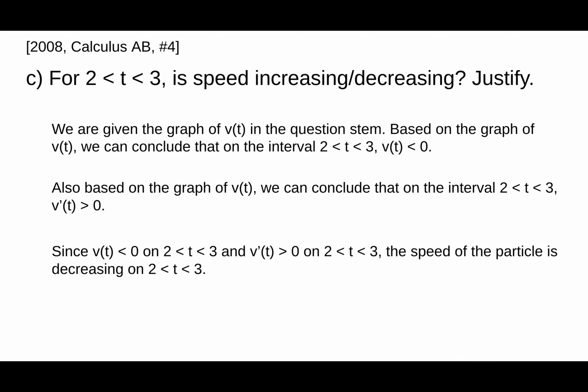All right, so since v of t is negative on the interval from 2 to 3, but v prime of t is positive on the interval from 2 to 3, the speed of the particle is decreasing on that interval.